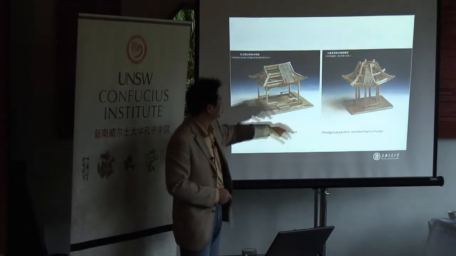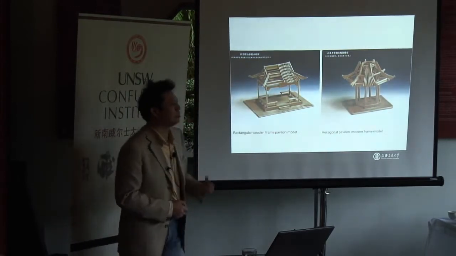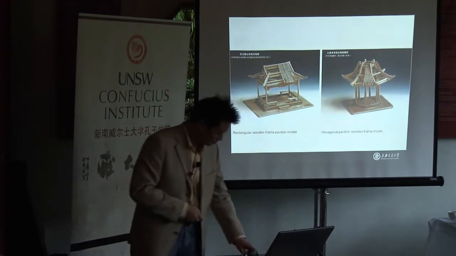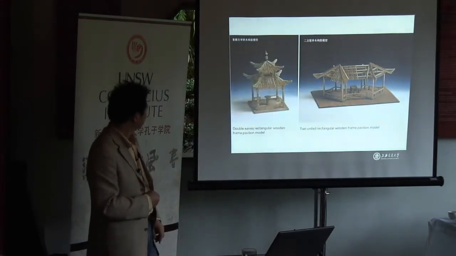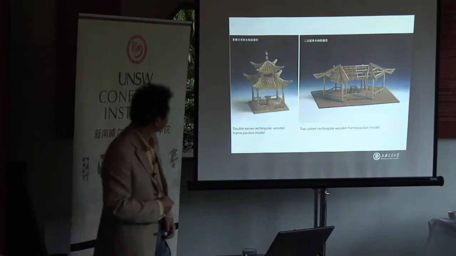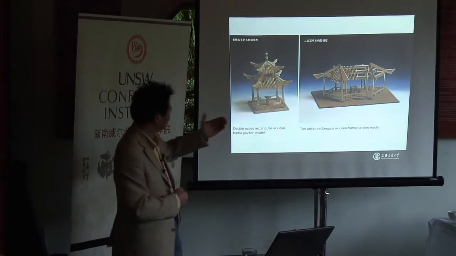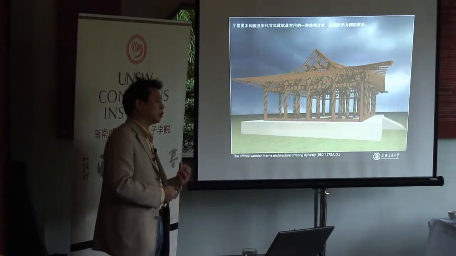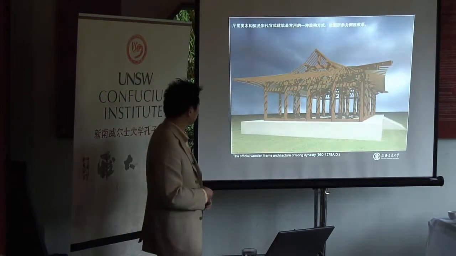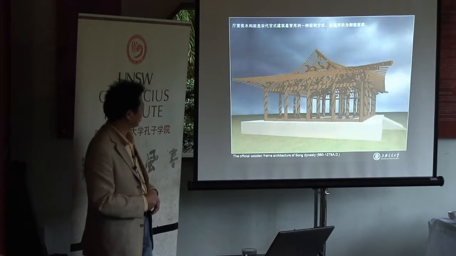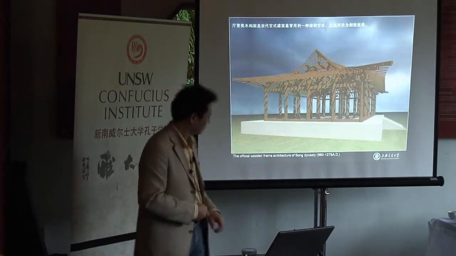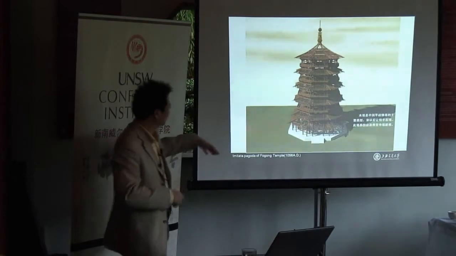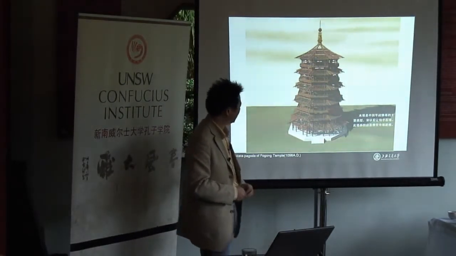These two buildings are also pavilions of China. This also uses a timber structure. This one is a double eave. It's also a pavilion. This is the circle plan. This building is usually used in the temple as a main hall. It's an offshore wooden frame architecture of the Song Dynasty. This is a pagoda. Everything uses timber structure.